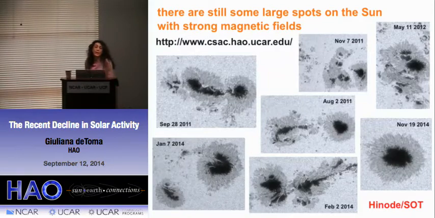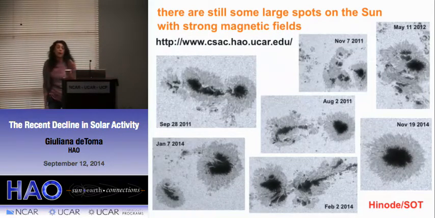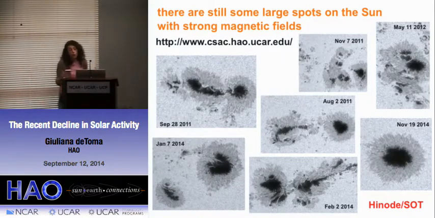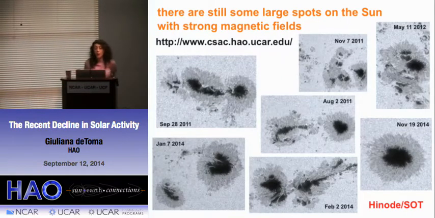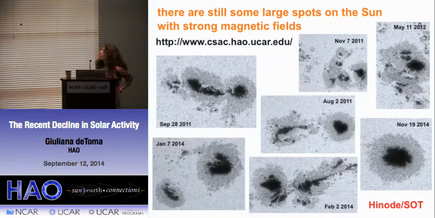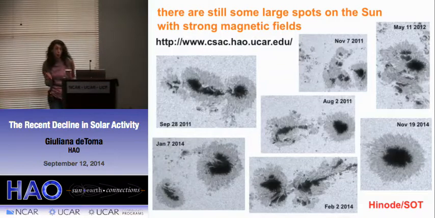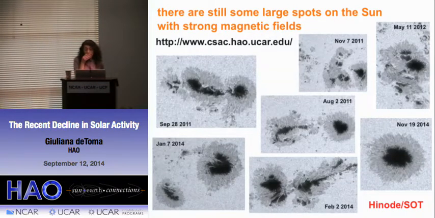So far I've been stressing the lack of large spots on the sun, but the fact that there are fewer large spots doesn't mean that the sun is no longer capable of producing strong magnetic fields. These are all data taken by the SOT. These are high resolution images of spots, and I'm plotting them here because all of these spots have magnetic fields of the order of 3,000 Gauss or more. So the sun still has some strong field, and this is still a normal cycle.